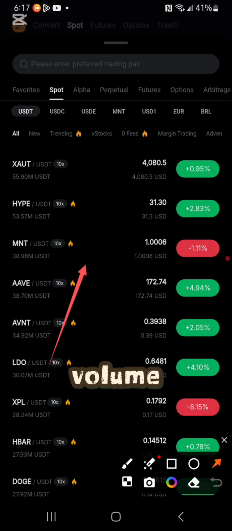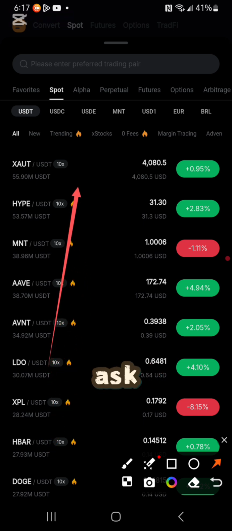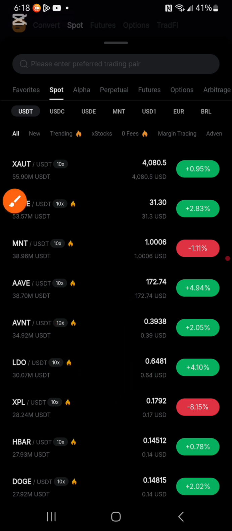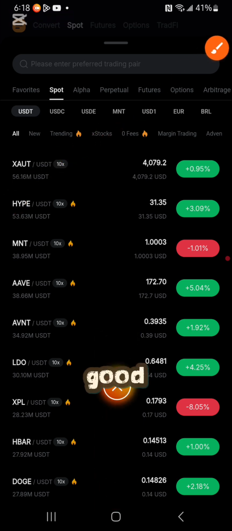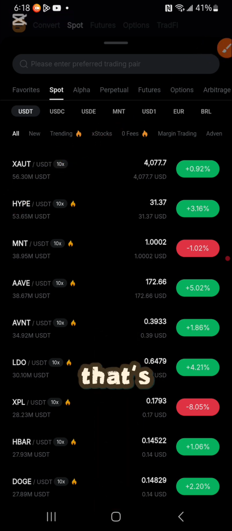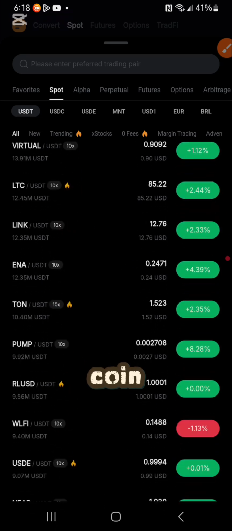If you ask Google or ChatGPT what a good volume means when it comes to crypto, you get to realize that the majority of the time they will tell you that a good volume is from 5 million and above. Any coin that has 5 million and above is a clear sign of a good volume, by the way. So that's what we'll be using to pick any of these coins.